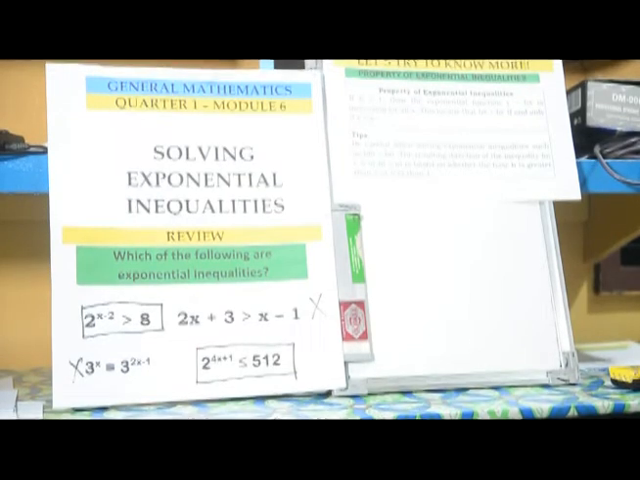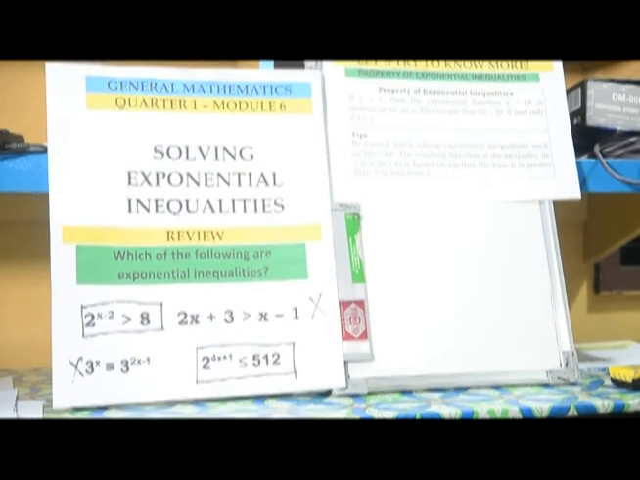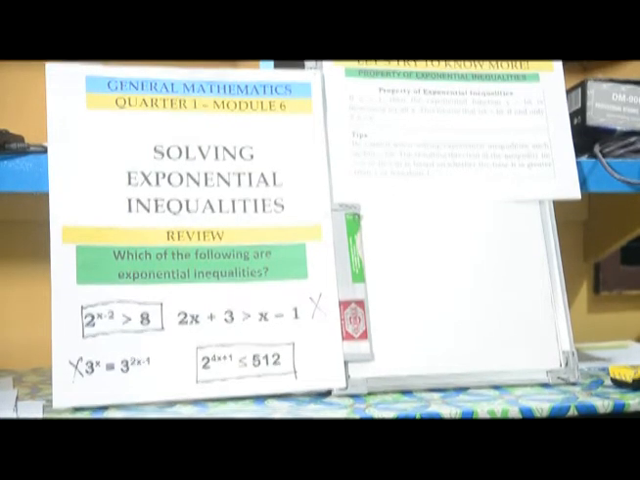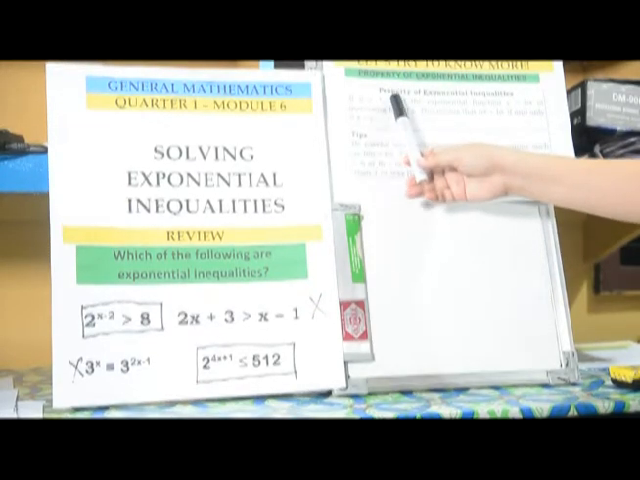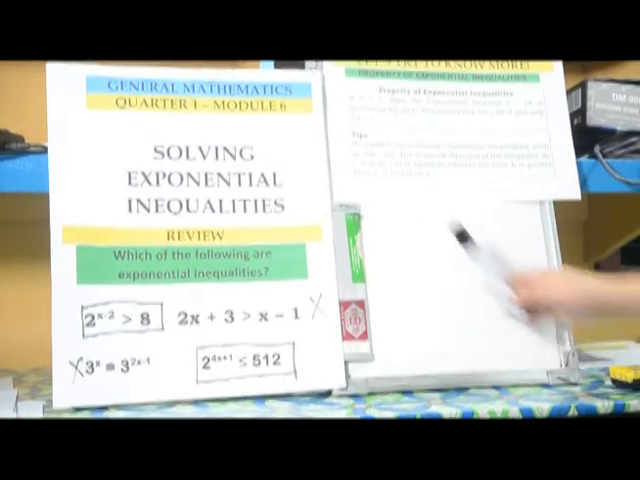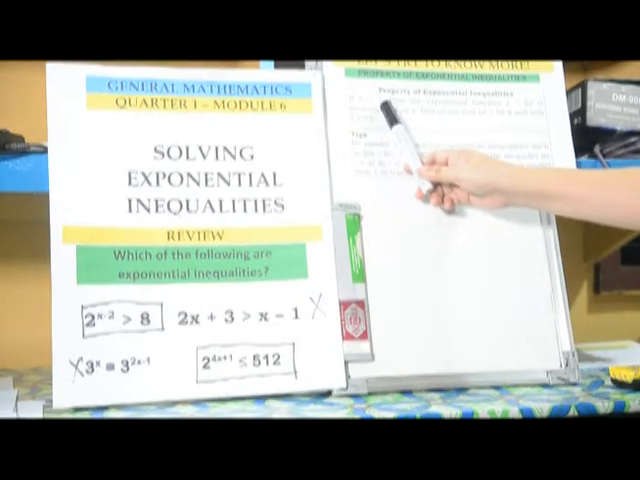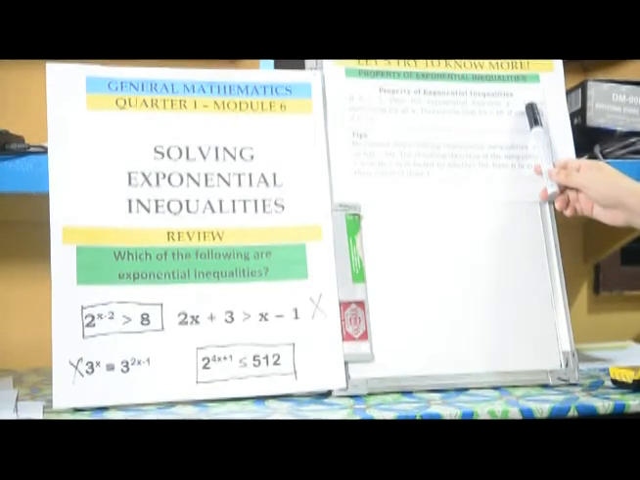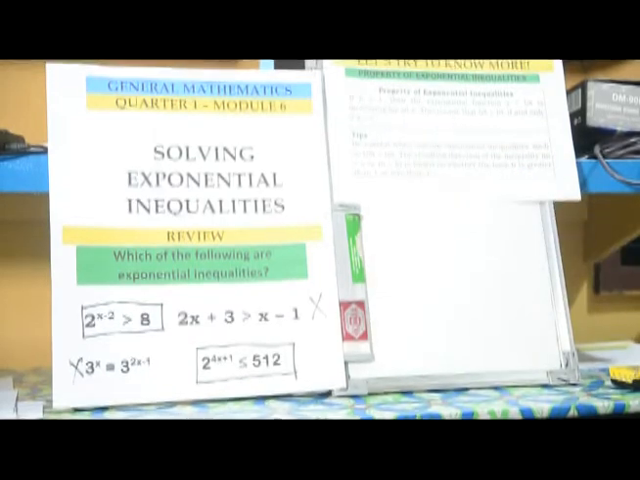Now, let's try to know more about solving exponential inequalities. Partly, we have to apply the property of exponential inequalities so that we can solve them correctly. So, here is the property of exponential inequalities, which states that if b is greater than 1, then the exponential function y is equal to b raised to the power of x is increasing for all x.